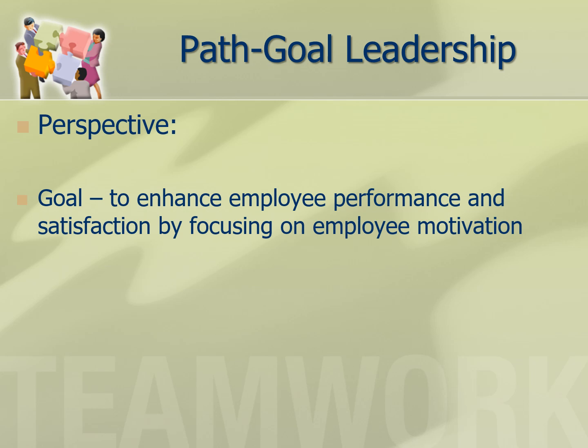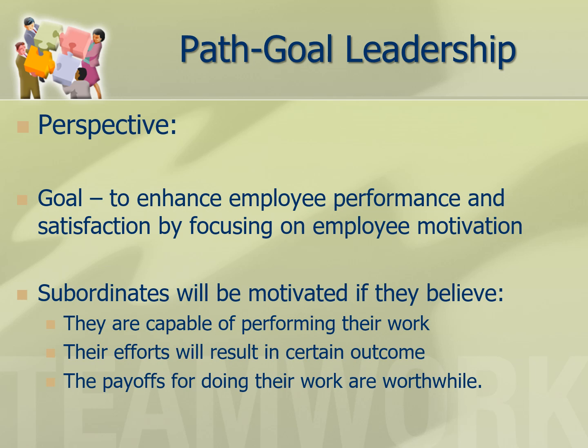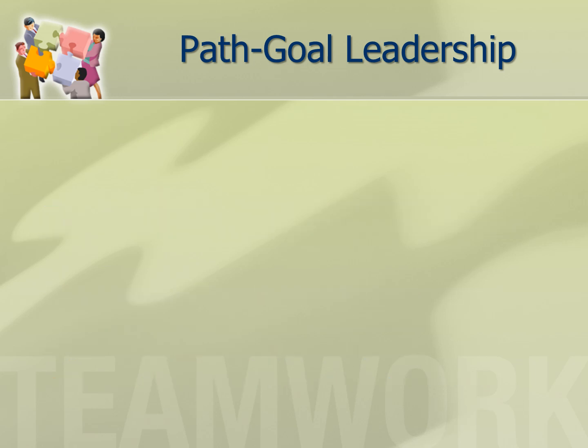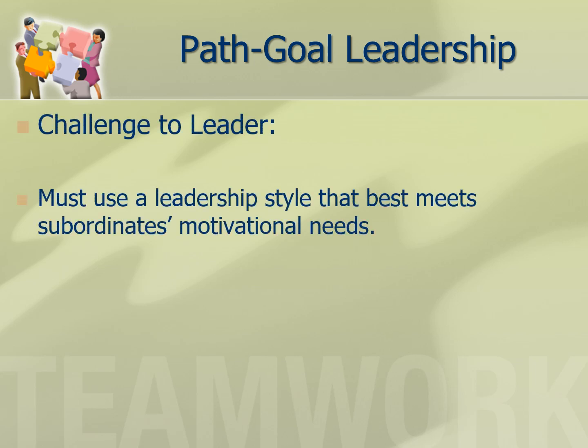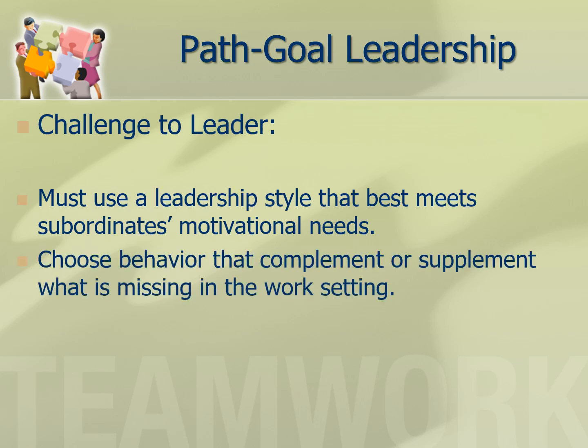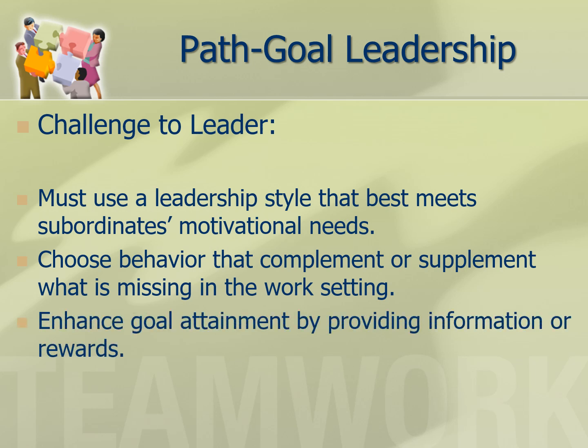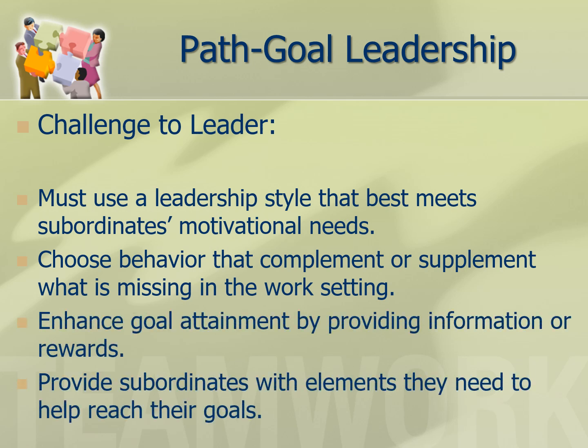The goal is to enhance employee performance and satisfaction by focusing on employee motivation. Subordinates will be motivated if they believe they're capable of performing the work, their efforts will result in a certain outcome, and the payoff for doing their work is worthwhile. The challenge is that the leader must use a leadership style that best meets subordinates' motivational needs. Choose behavior that complements or supplements what is missing in the work setting, and enhance goal attainment by providing information or rewards. Provide the subordinates with all the elements they need to help reach their goals. Remove those speed bumps or roadblocks.